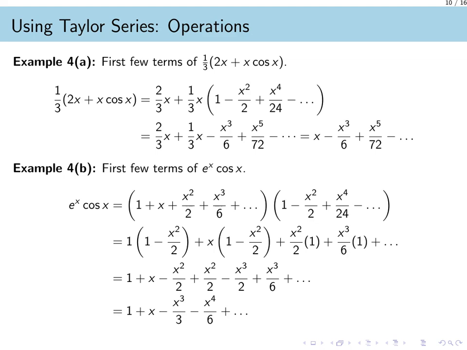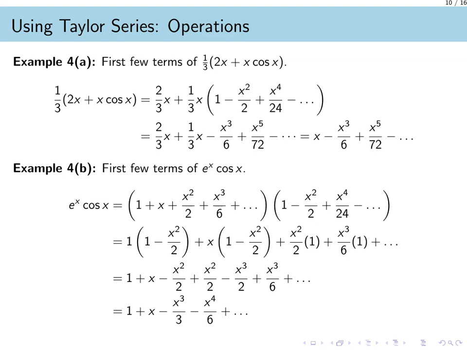To find the series for the function 1/3 times the quantity 2x plus x times cosine x, we first substitute the known series for cosine x. Then, we distribute the x and the 1/3 across the terms. Finally, by combining like terms according to their power of x, we arrive at the new series, which starts with x minus x cubed over 6.